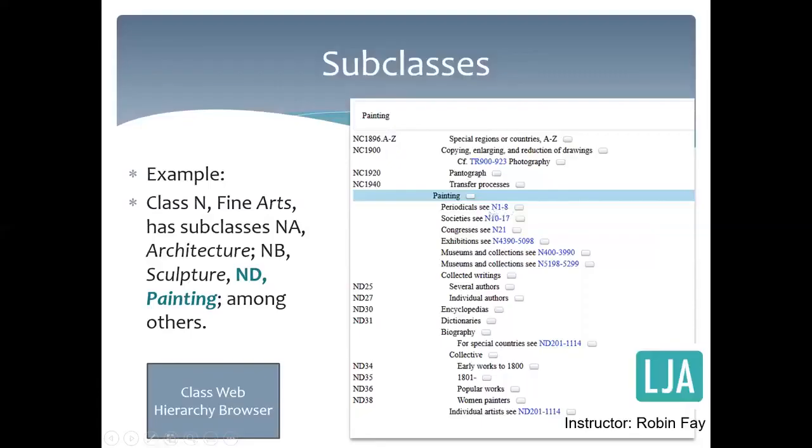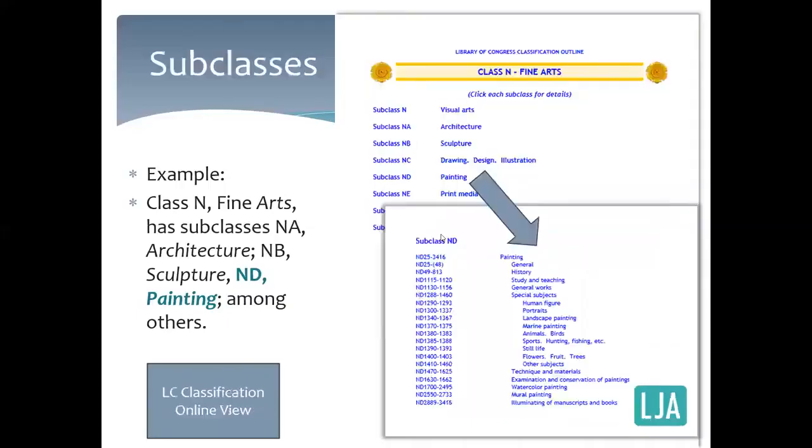One of the nice things about ClassWeb is it does have a lot of cross references built into it, and that's very helpful. Here's an example of another cross reference up here. They're actually cross referencing with photography, copying, enlarging, and reduction of drawings, and then they're going to give you a cross reference to photography. So there's a lot more help built into it, I think, than if you use the print or the online. But we're going to look at both.